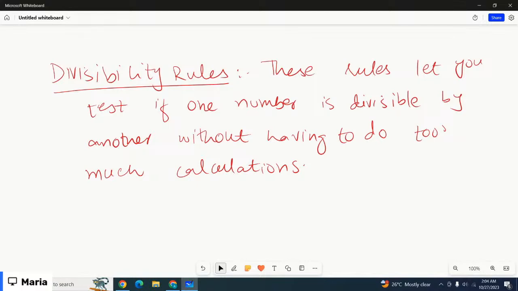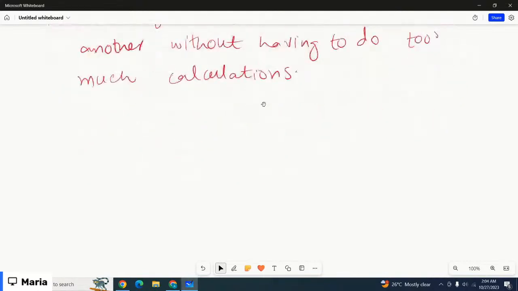Now I'm going to write the divisibility rules on the board. You can note them down, and then we'll do the practice questions later. The first one is the divisibility rule for 2. Let's start with it.